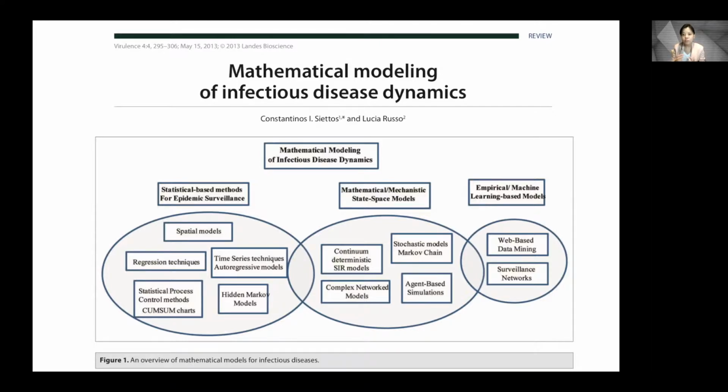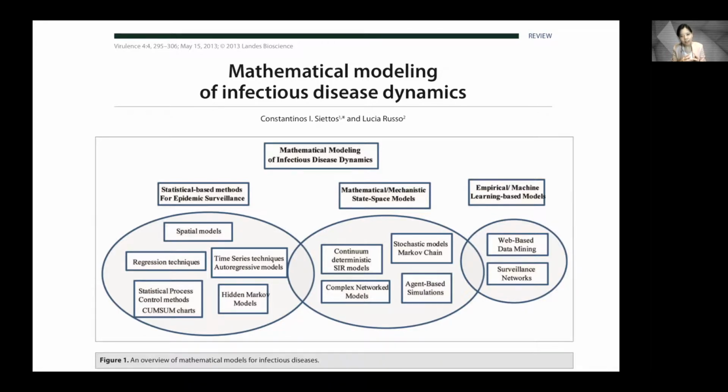Over the past few years, a vast number of approaches have been proposed looking at the problem from different perspectives. And we can actually categorize them into three general clusters. The first one, the leftmost, is the statistical methods for surveillance of outbreaks and identification of spatial patterns in real epidemics.